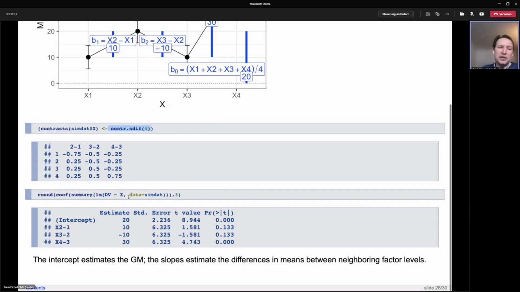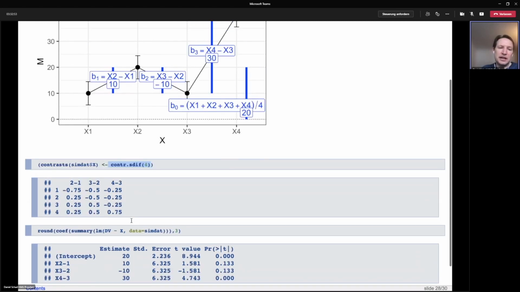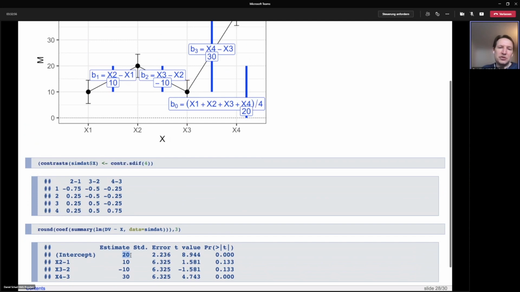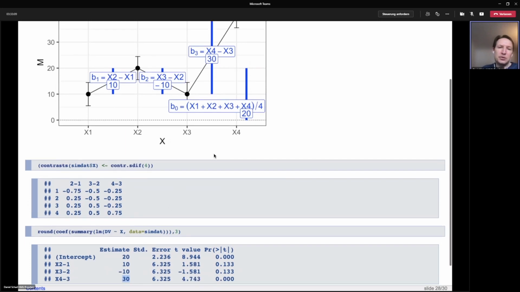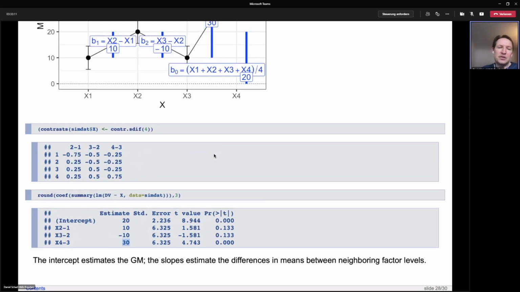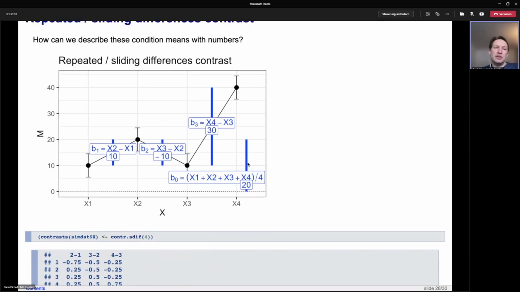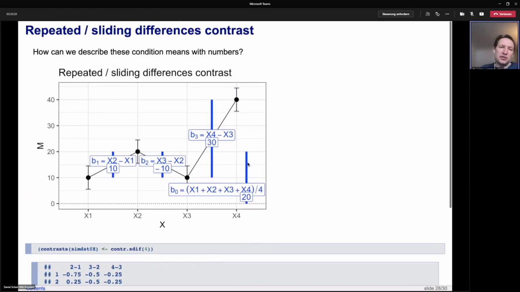But when we run the model and estimate the coefficients, we can see that the intercept is 20, that's the grand mean. The first slope is plus 10, as we saw up here. The second slope is minus 10. That's exactly the minus 10 we see here. And the 30 is the difference between the last two conditions. So this contrast always tests differences between neighboring factor levels. Some people argue that this is a very useful contrast in psychology.